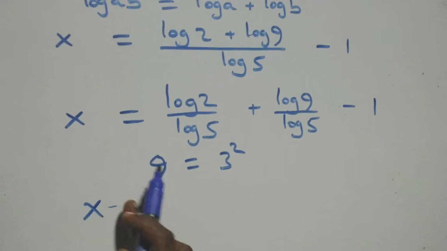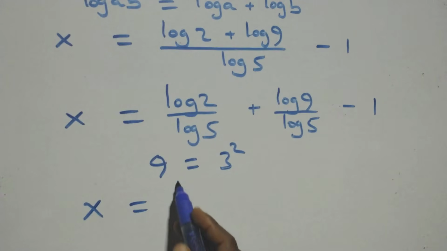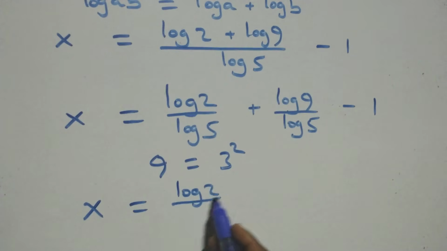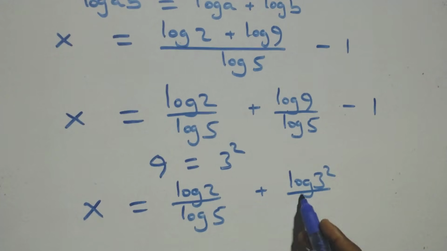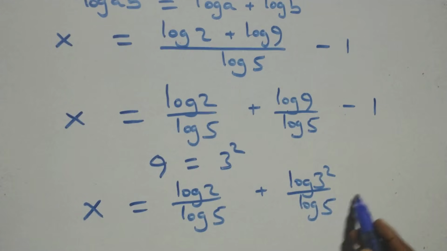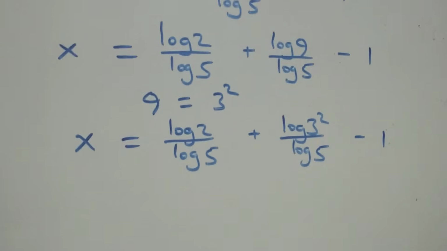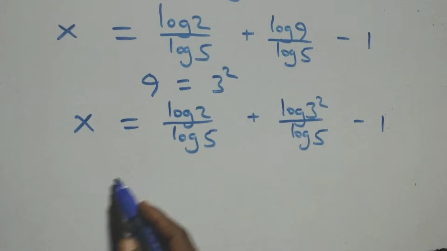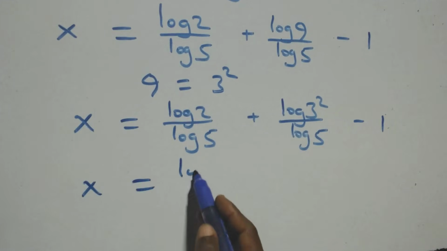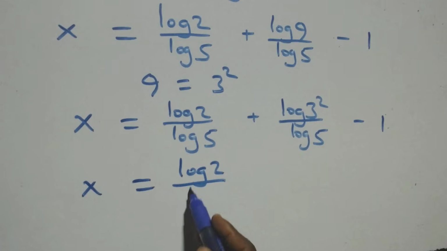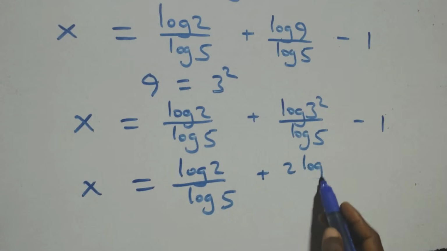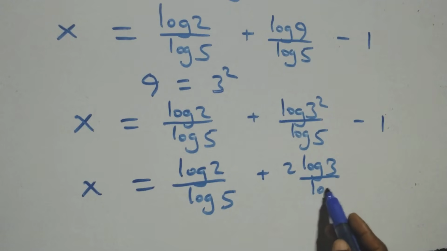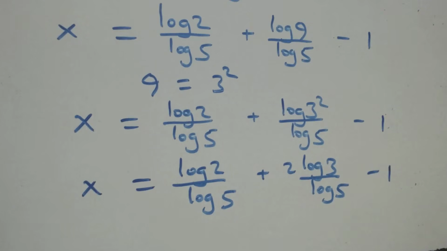As this, here 9 can be written as 3 times 3, that's 3 squared. All we have becomes x equals log 2 over log 5 plus log 3 squared over log 5 minus 1. And we apply the power law of logarithm, 2 comes there. This becomes x equals log 2 over log 5 plus 2 log 3 over log 5 minus 1.